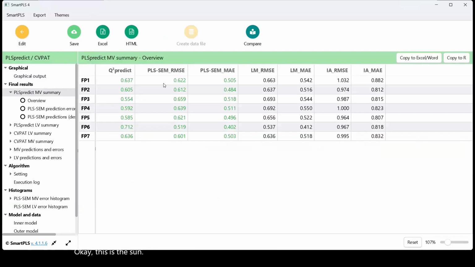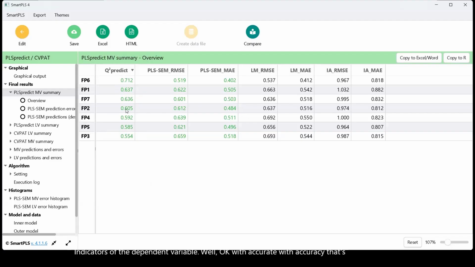Even if you don't know anything, you have learned that with PLSM, once you see green, it means that something is good in here. For PLS predict, the condition is that the Q square predict must be greater than 0. If your Q square predict is greater than 0, it means that the independent variables are predicting each of the indicators of the dependent variable well, with accuracy.